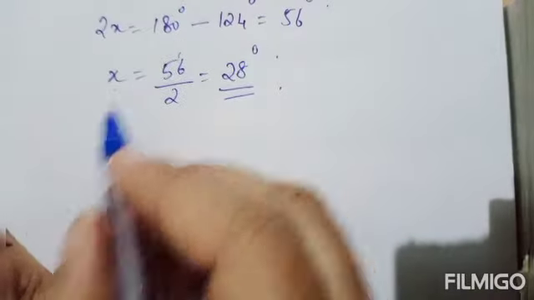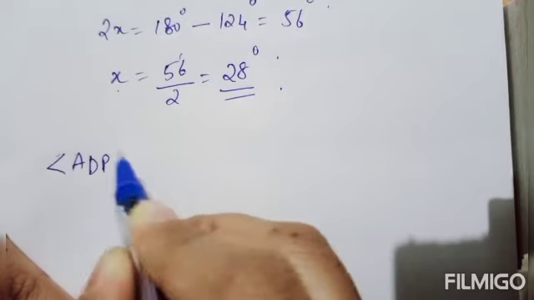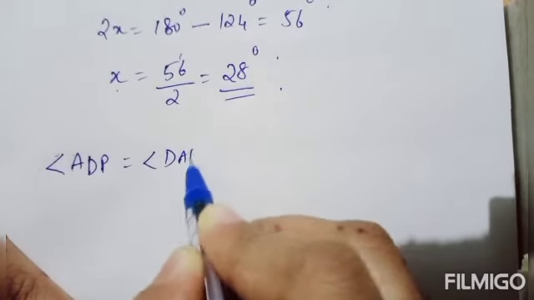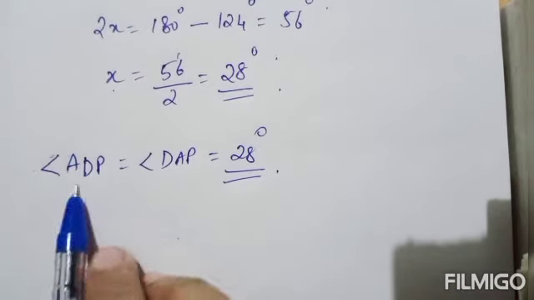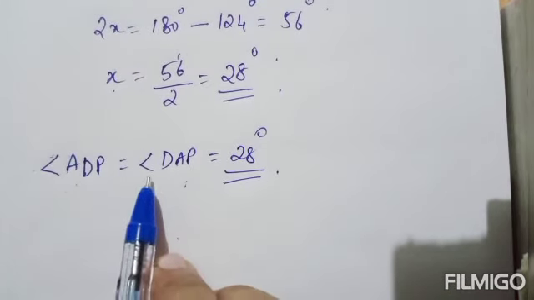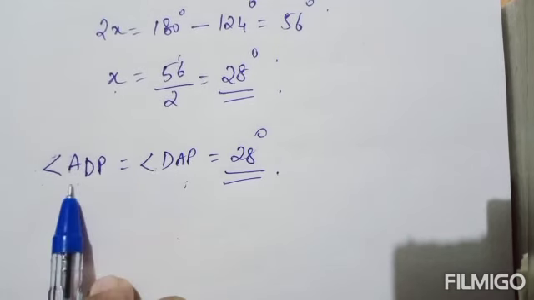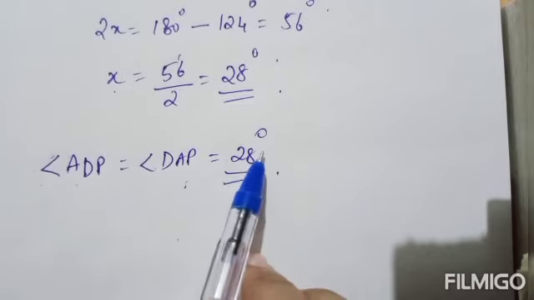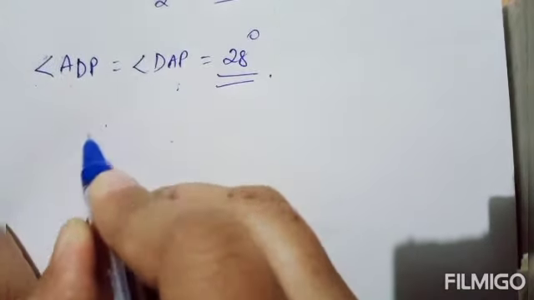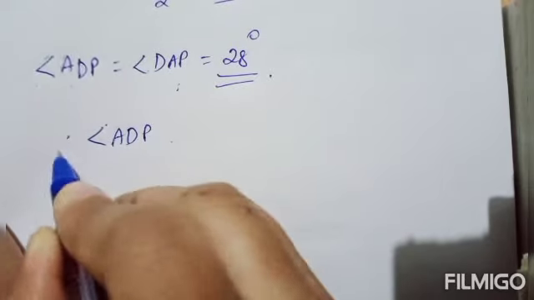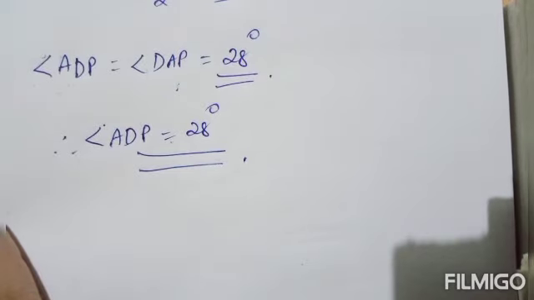That is what we took as x: angle ADP equal to angle DAP equal to 28 degrees. For these two angles, angle ADP and angle DAP, we took the value x. Now our question is angle ADP. Therefore angle ADP equal to 28 degrees. This is the answer.